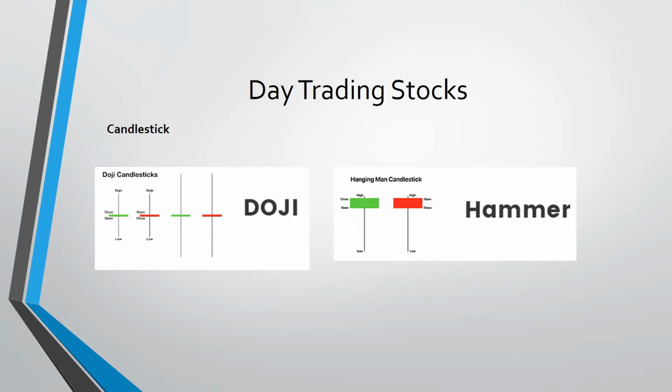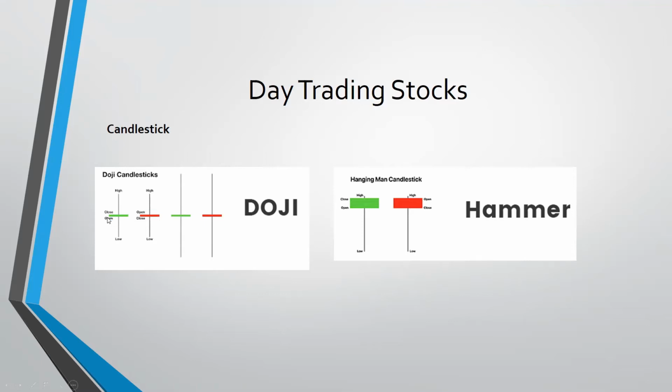Now, there are many different kinds of candlesticks. This is one of the popular ones, the doji. Dojis have long wicks on both sides and small bodies. In other words, in a doji candlestick, the open price is very close to the closing price. So here we see a doji candlestick.